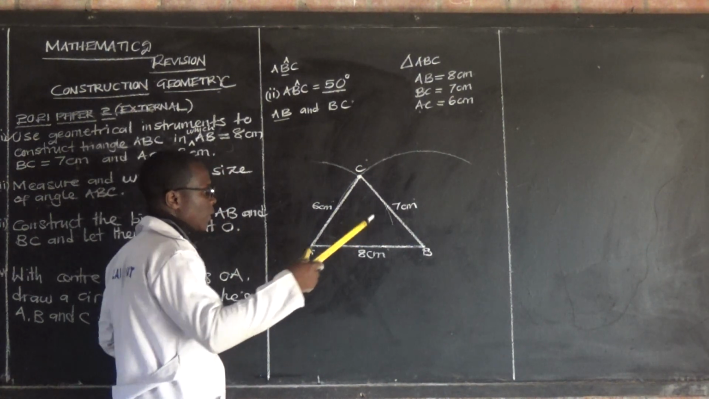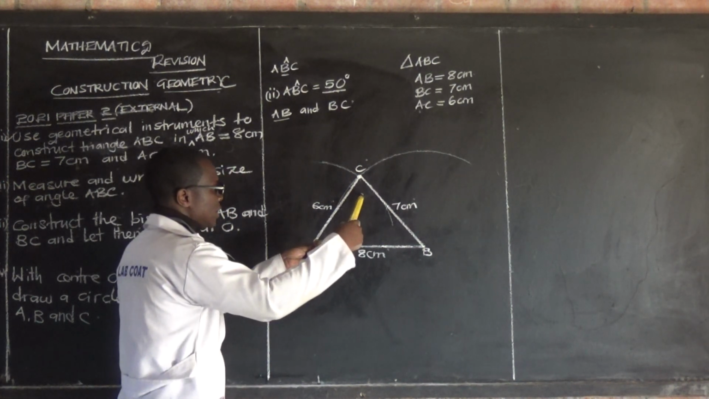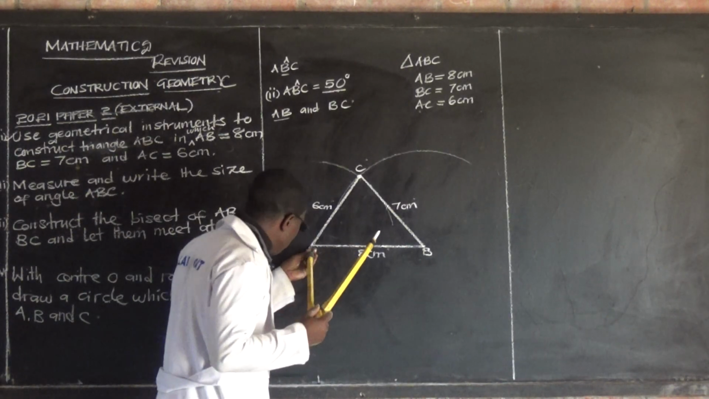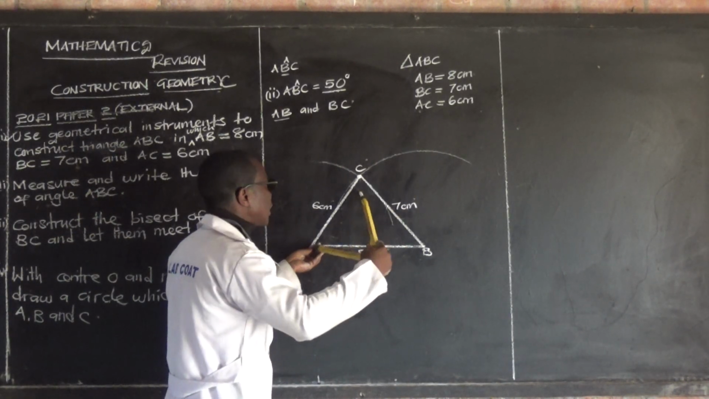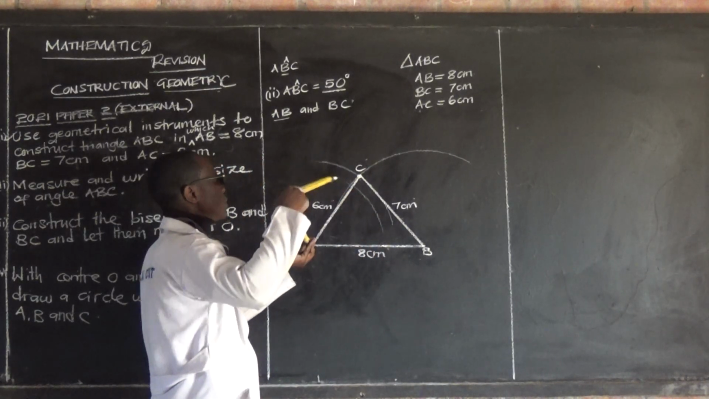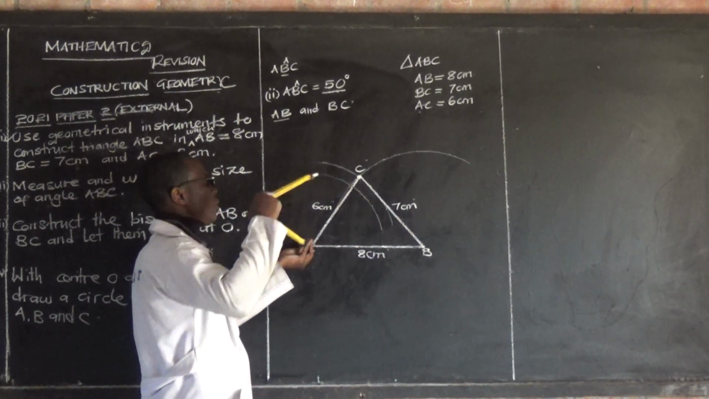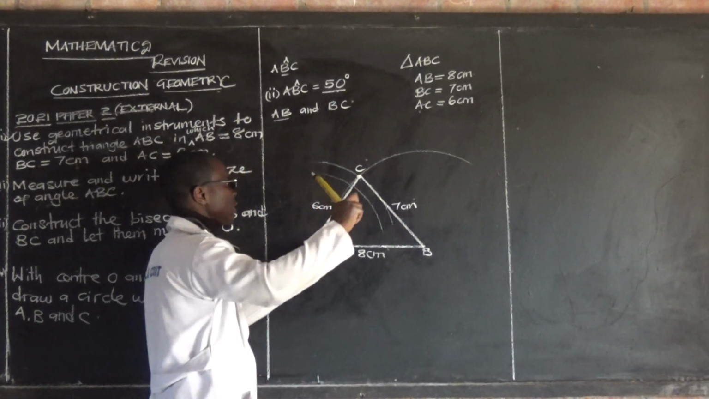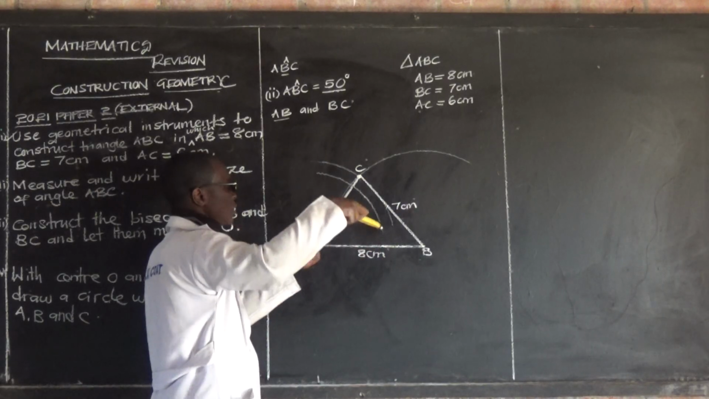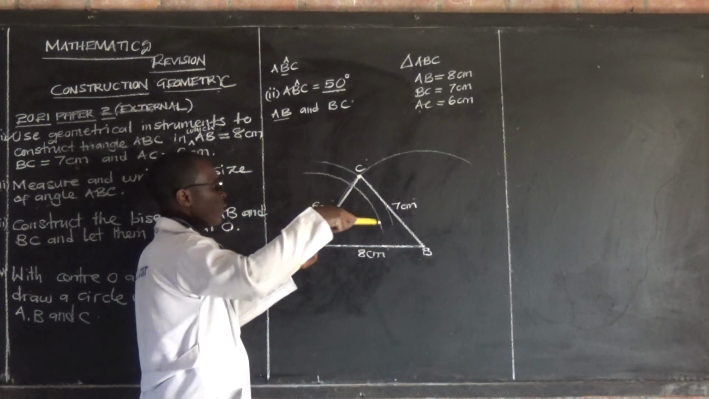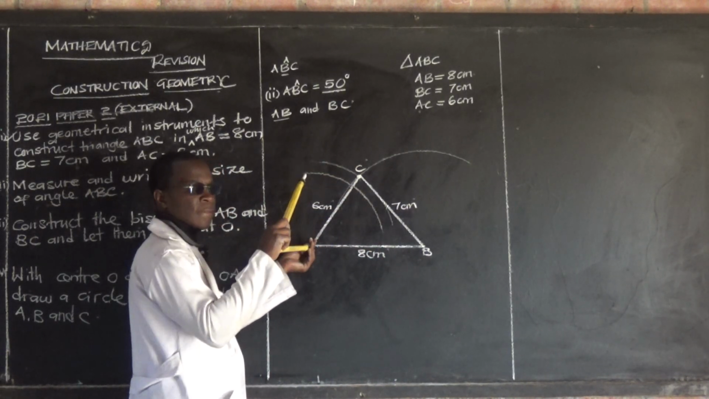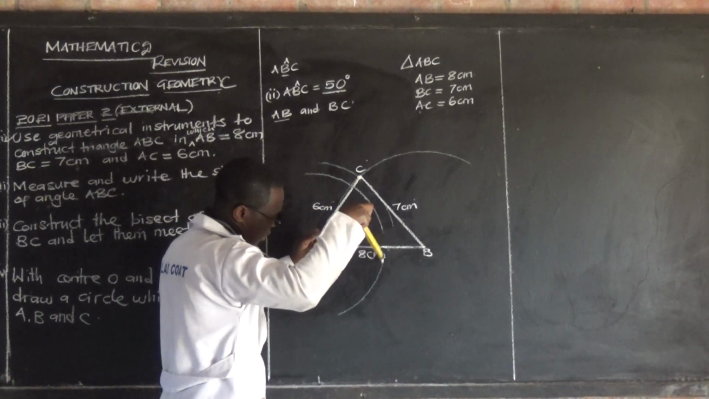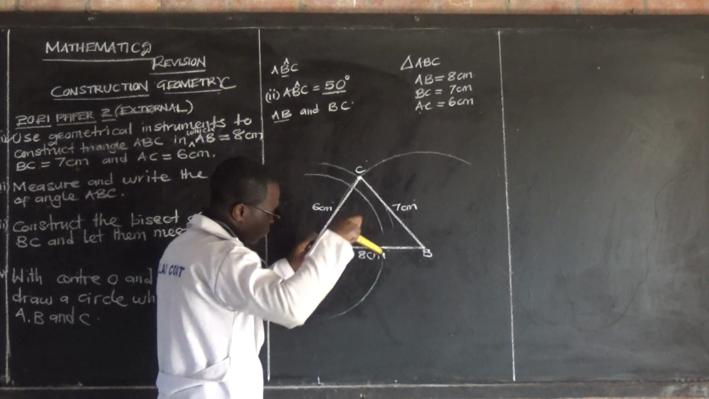Then what you do is you strike an arc this side, putting this pointer at A. I hope you're able to see. So this is my arc, take note. My compass is not very well. So you strike an arc here. You also strike an arc downwards like this. Are we together, guys?